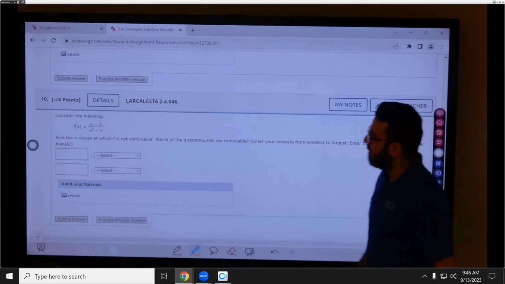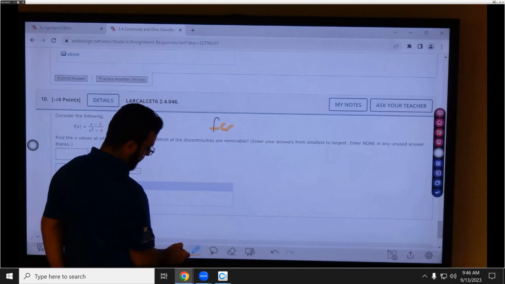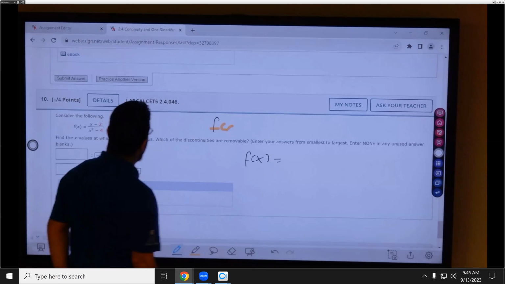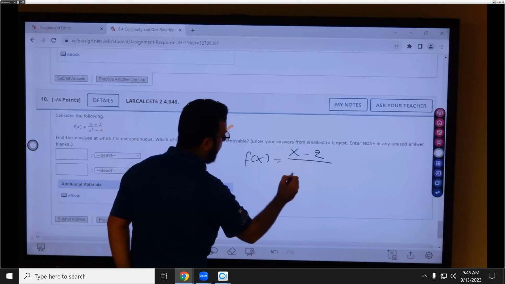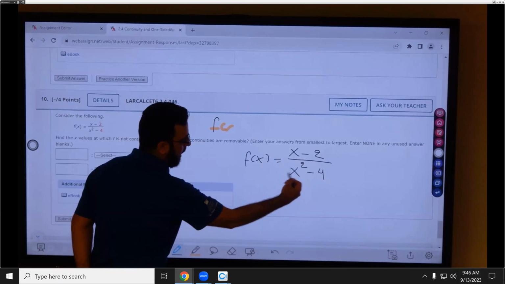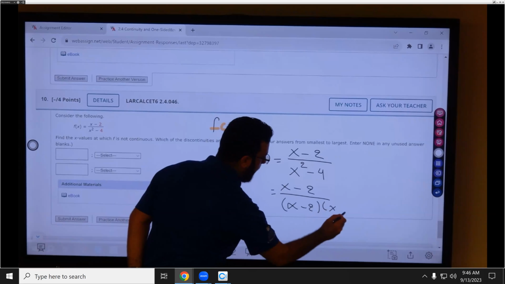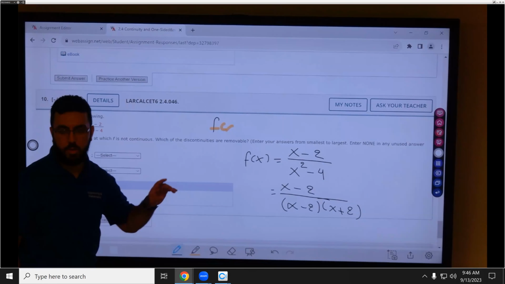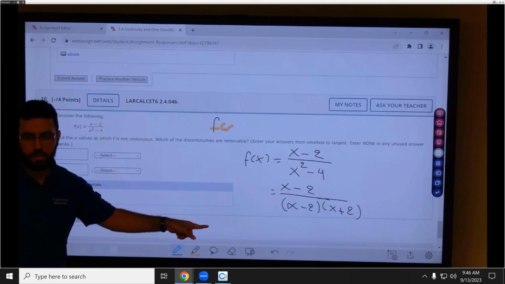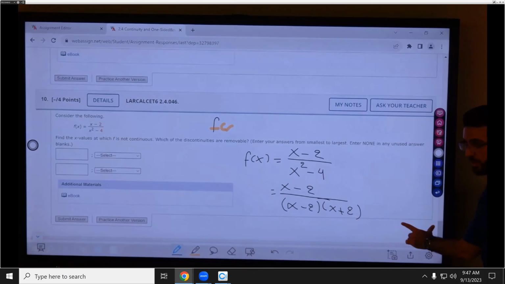The first thing, when it's rational, check: can I simplify it? So you're gonna say f of x equals x minus 2 over x squared minus 4. Can I factor the bottom part? It's a difference of two squares, so x minus 2 and x plus 2. Here's the thing. Where's the hole? Where's the asymptote? I'm gonna set the denominator equal to 0 and solve it. So you're gonna find two asymptotes, which is wrong.